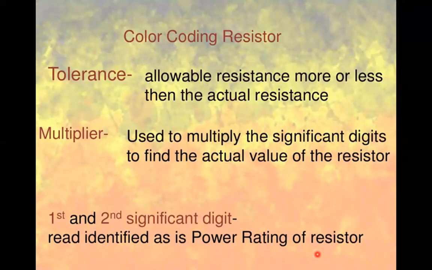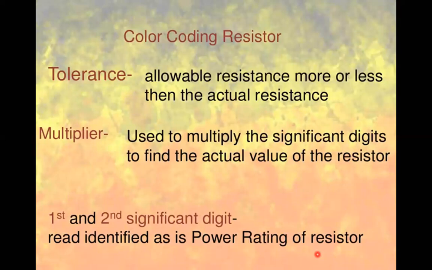Let's elaborately understand what tolerance is. It is the allowed resistance more or less than the actual resistance, like we were saying, plus or minus 5%. So a more or less 5% tolerance is allowed. If it is gold, it is 5%; if it is silver, then plus or minus 10% tolerance is allowed.